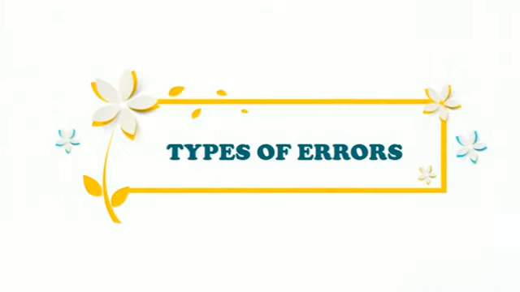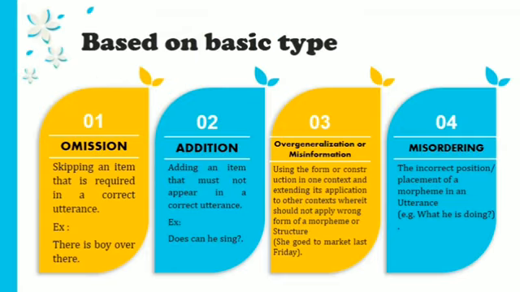The next is types of errors. Based on basic type, errors are divided into 4 categories. The first one is omission, skipping an item that is required in the correct utterance. For example, "There is boy over there." So in this sentence, the article "a" is missing.